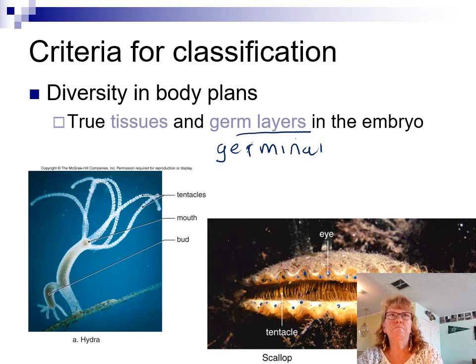So usually we see either 2 germ layers indicating a lower level organism with less organ systems, or we see 3 germ layers. And so we'll be more specific about that when we get to reproduction, but that's something that we look for in organisms to determine how to classify them.